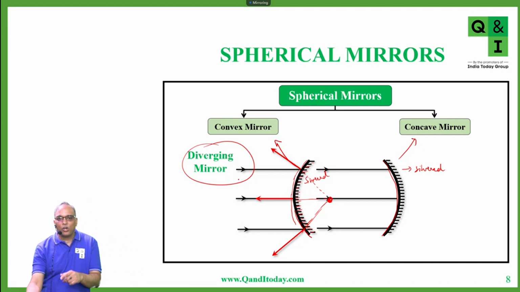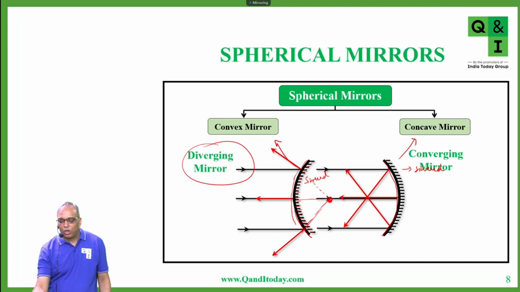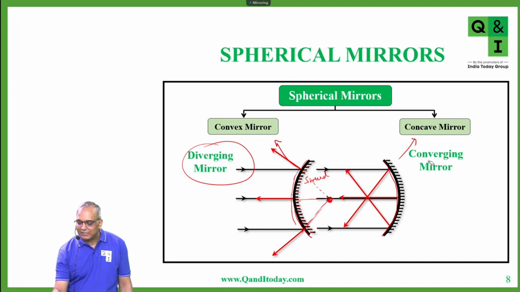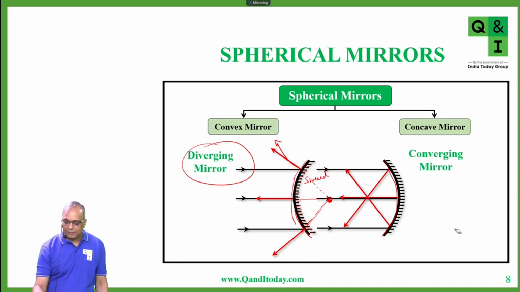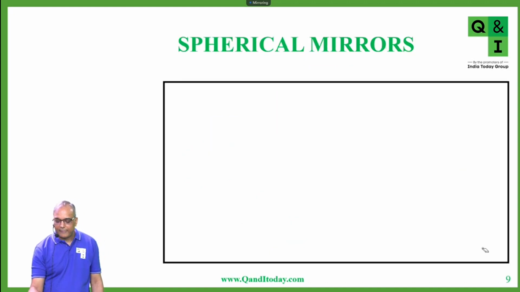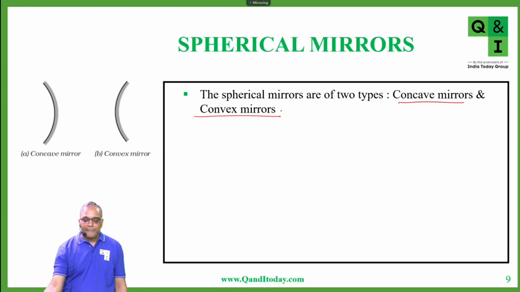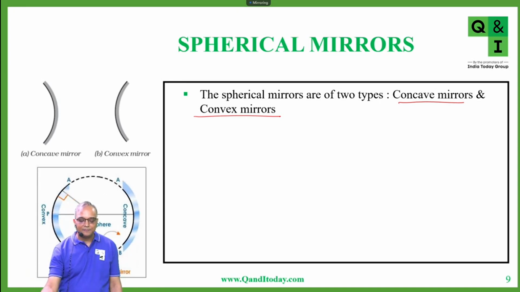Now, in case of a concave mirror, this is also called a converging mirror. Okay. So if you see, this concave mirror is called a converging mirror. Now, spherical mirrors, as I said, are of two types. One is the concave mirror and the other is the convex mirror. So this is the two-dimensional figure of concave and convex mirrors.